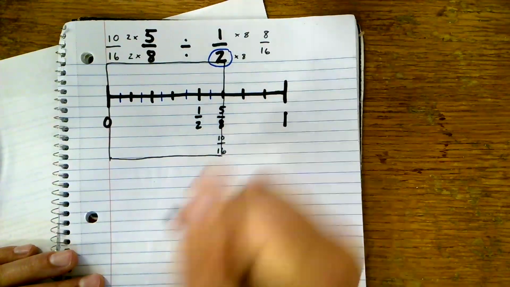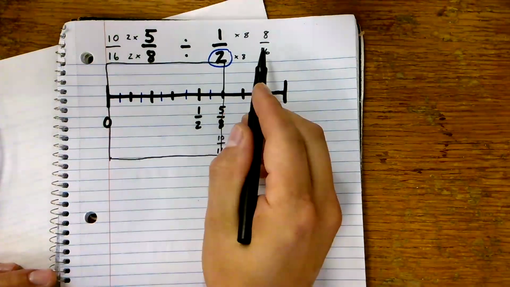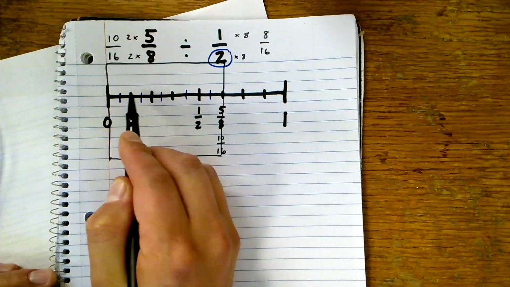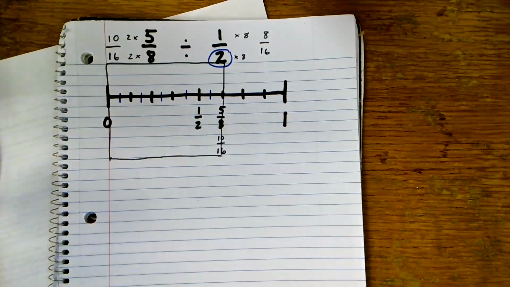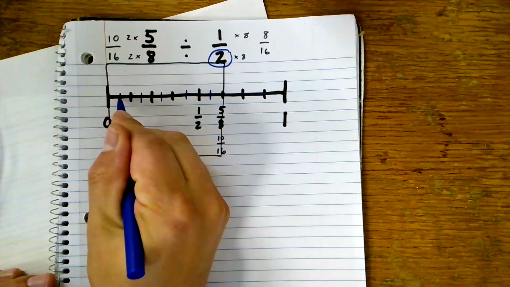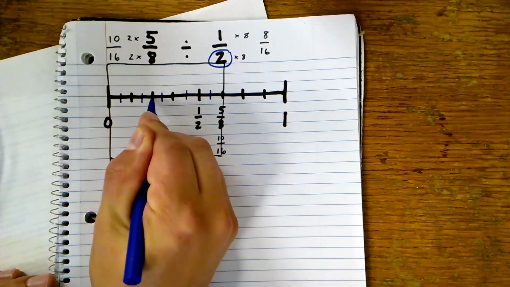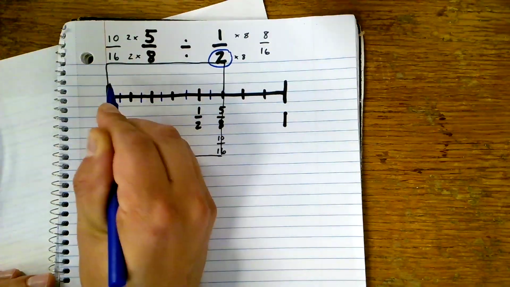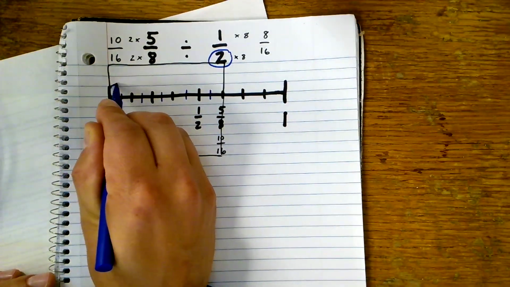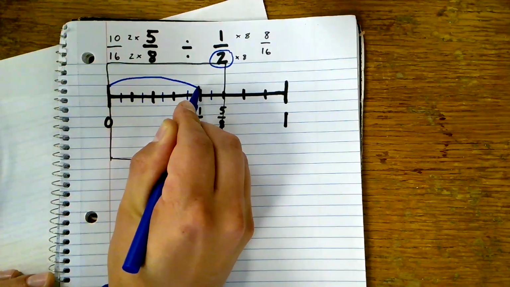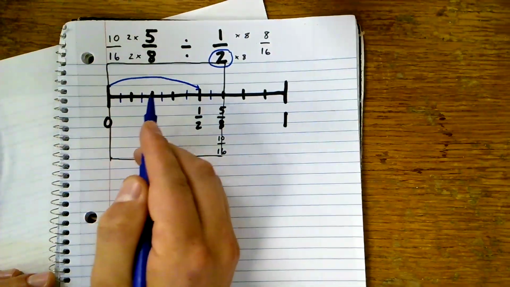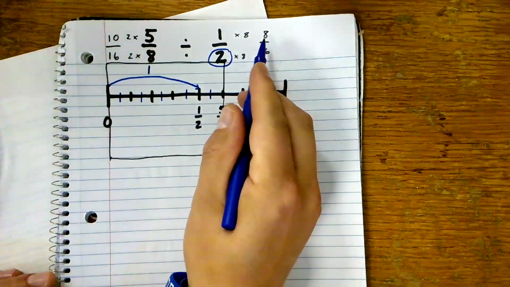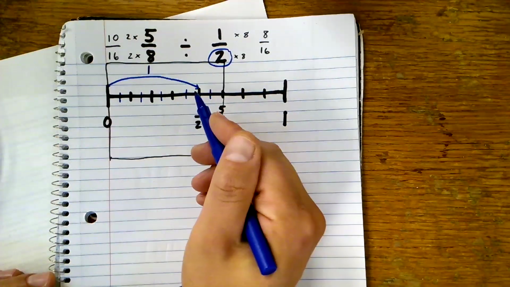And now I'm going to carry on. And I'm going to divide it by 8/16. That means I need to count off 8 of these tick marks. And I will do so now, starting from 0. 1, 2, 3, 4, 5, 6, 7, 8. The 8th tick mark gets me to here. I'm going to make an arc that takes me to here. That is 1 whole. I've filled up my 8, and that's 1 whole.